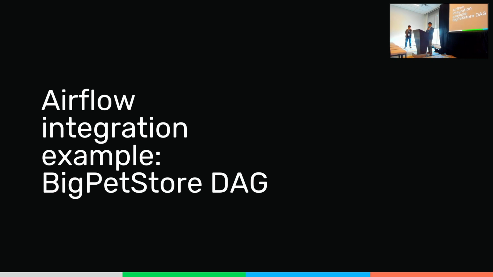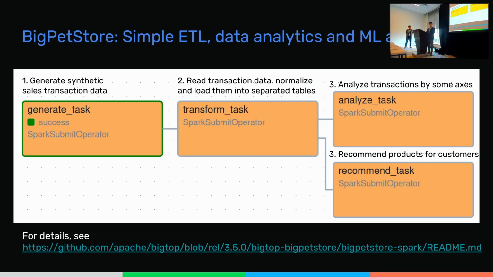As the final part of this presentation, let me show an integration example of Bigtop Airflow and the existing Bigtop software stack. Bigtop has a sample application called BigPetStore, including ETL, data analytics, and machine learning. It is based on Hadoop's HDFS, YARN, and Spark. The pipeline mainly consists of 4 tasks. To be precise, there are 2 more tasks before them, but they are just cleanup tasks, so I'll omit them.